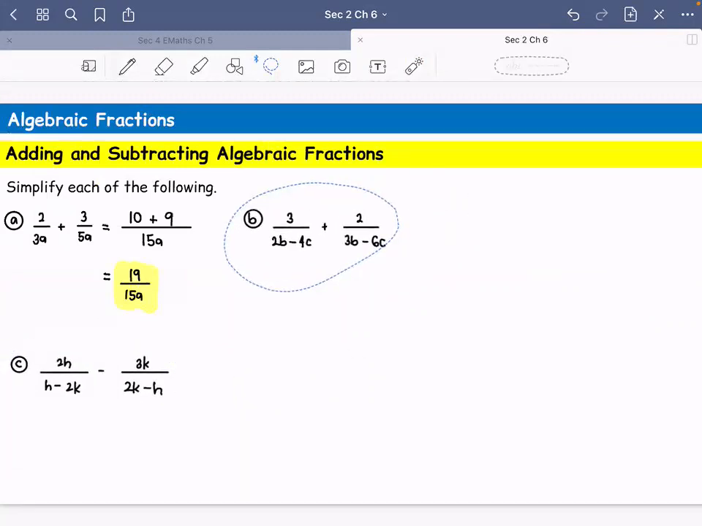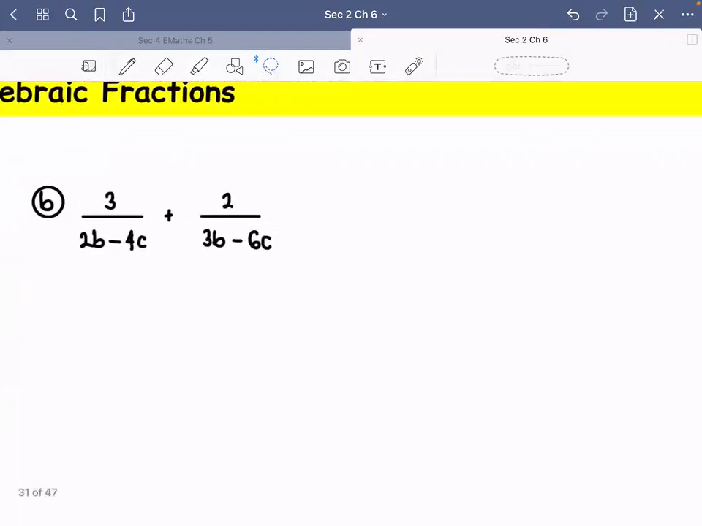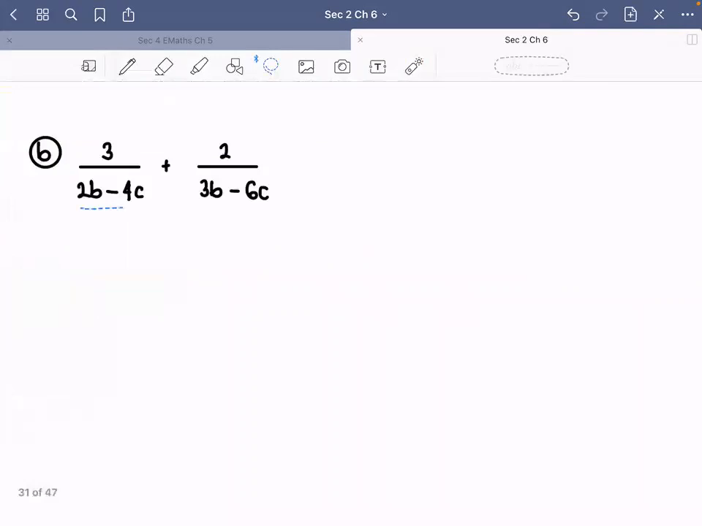For letter B, we got here a different kind of question. We have 3 over 2b minus 4c plus 2 over 3b minus 6c. So the first step that you need to do here is basically find the LCM. But before you do that, you need to factorize your denominator. So let me write the denominator.